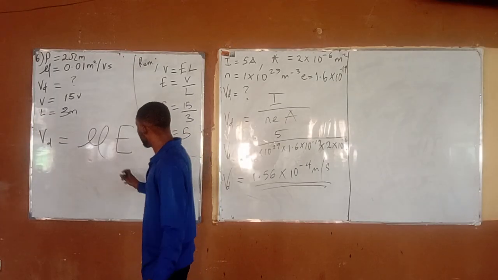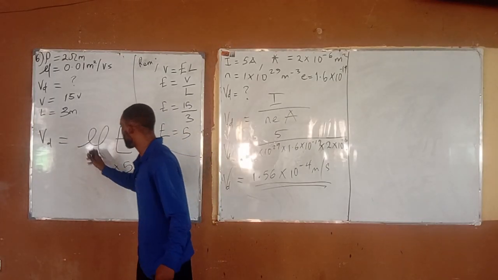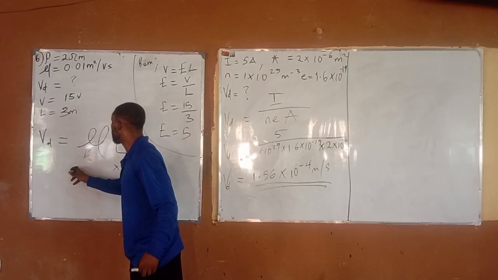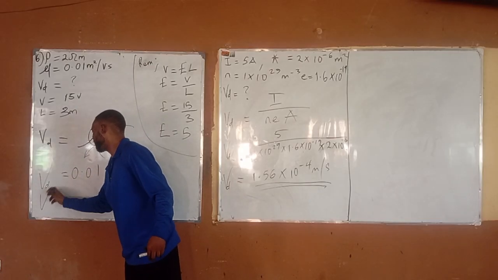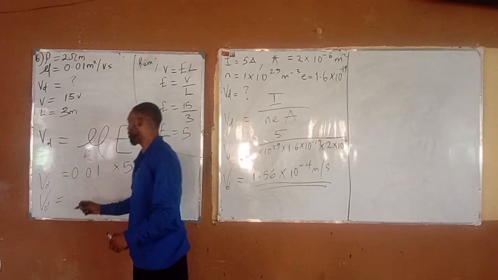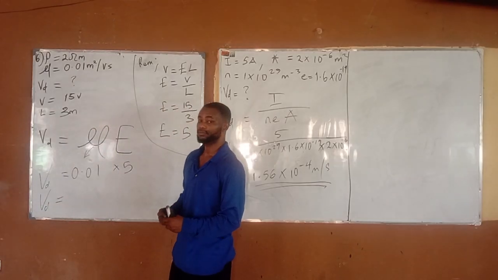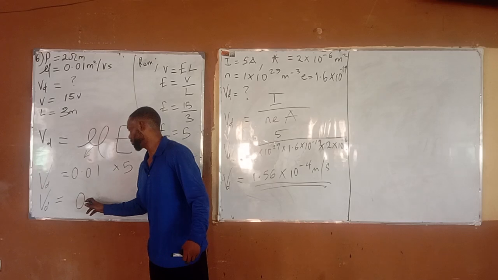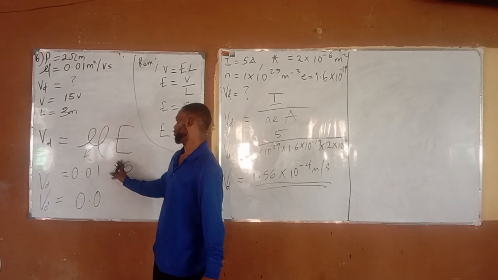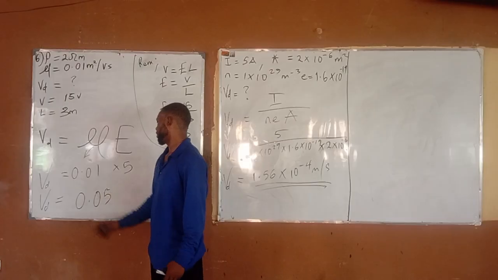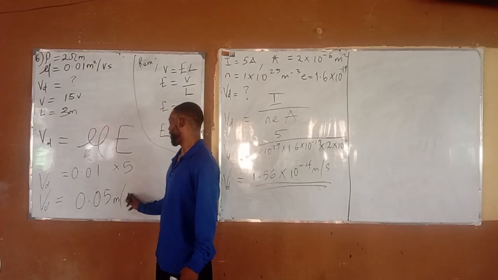If I get this 5, I'll put it for E times the mobility, which is already given as 0.01, equals the drift velocity VD. So what do you have? 0.05. So I'm going to be having meter per second.